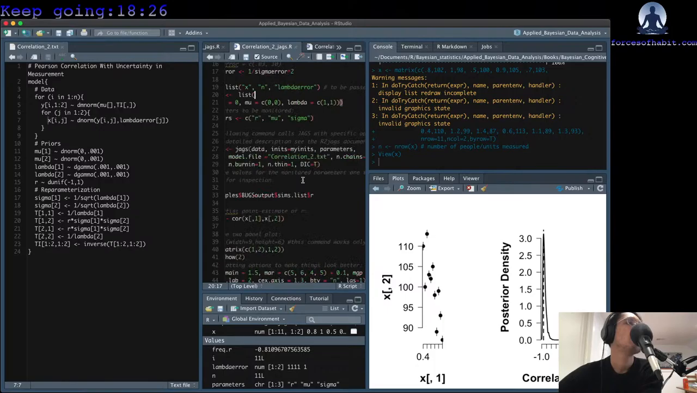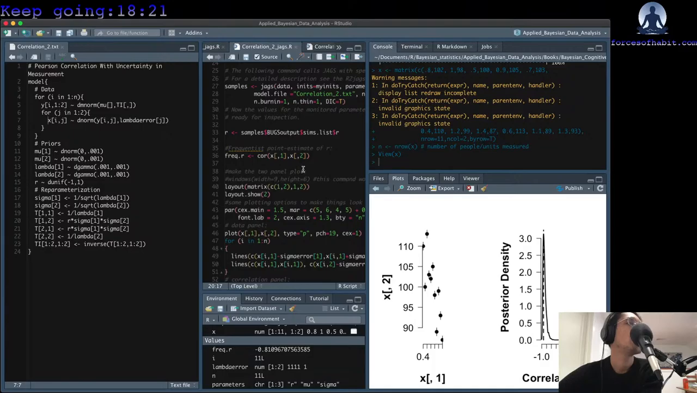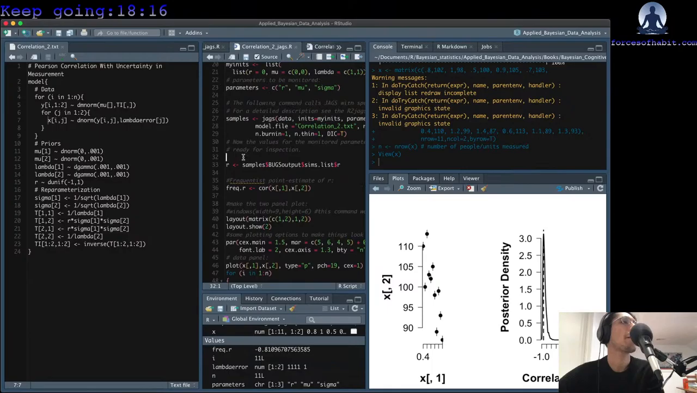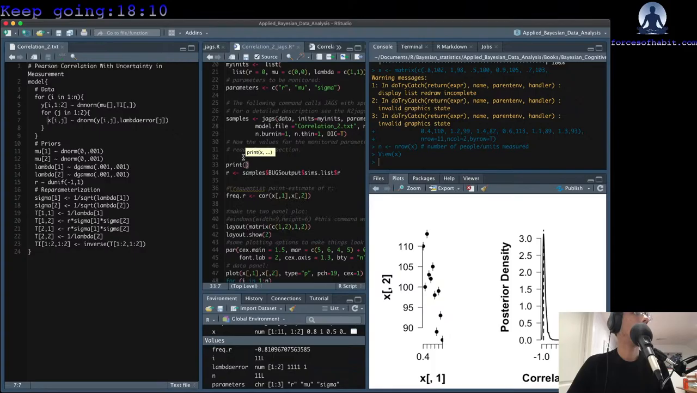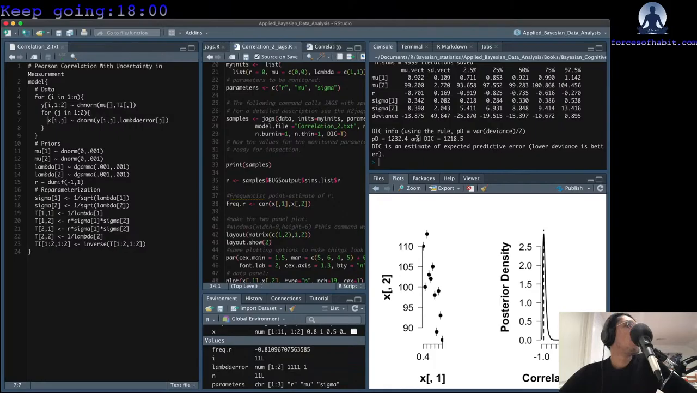Here's the model output, and then plot. And then I'm just going to add, give me a print of the samples too. Cool. Introduce measurement error, we get a lower value here. Just left a block, but we'll come back to that.